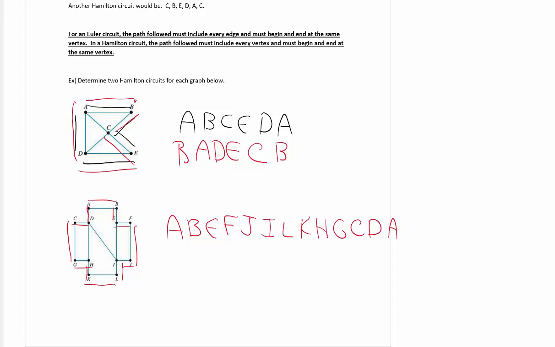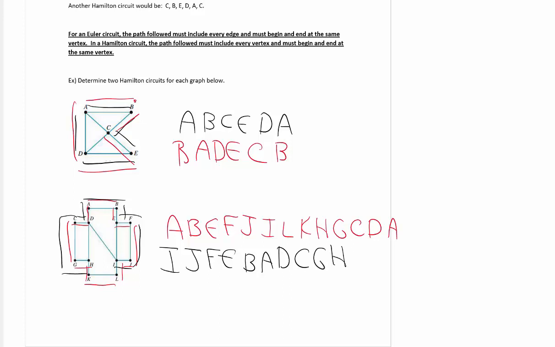Okay, let's start at another vertex. I'll start at I this time. So I to J, J to F, F to E, E to B, B to A, A to D, D to C, C to G, G to H, H to K, K to L, and L to I. So again, every vertex goes through once, except where it starts and where it finishes, which in this case is at vertex I.